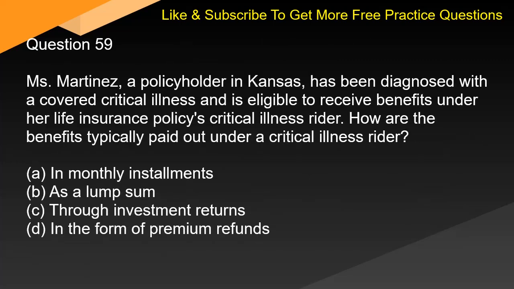Question 59. Ms. Martinez, a policyholder in Kansas, has been diagnosed with a covered critical illness and is eligible to receive benefits under her life insurance policy's critical illness rider. How are the benefits typically paid out under a critical illness rider? A. In monthly installments. B. As a lump sum. C. Through investment returns. D. In the form of premium refunds.